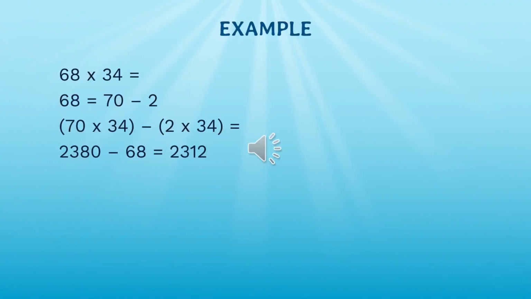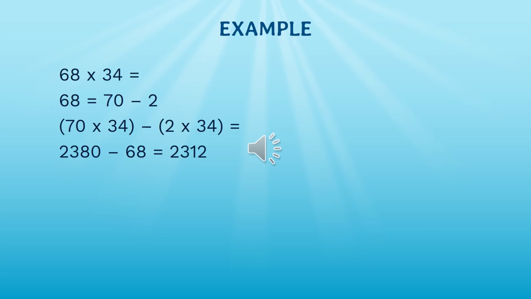Now, to understand the subtraction technique better, I'll show another example. This is 68 times 34. Now 68 is also equal to 70 minus 2, and doing that gives me 70 times 34 minus 2 times 34.